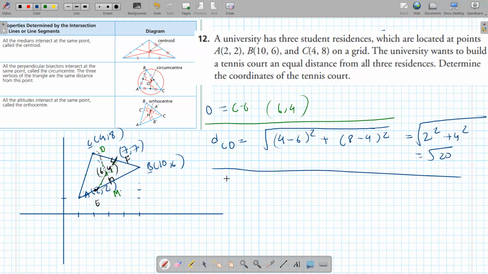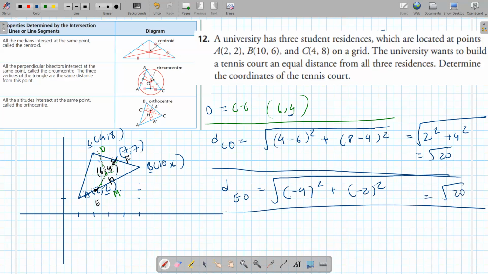Now let's go from E to that point. You'll see that they're all going to be the same. 2 minus 6 is -4 squared, and 2 minus 4 is -2 squared. This is also going to be square root of 20. Similarly, if you go from here to here, on the x it's going to be 4 squared, the difference. On the y it's going to be 2 squared, the difference. See, all 3 vertices of the triangle are going to be equidistant from the circumcenter. Make sense?